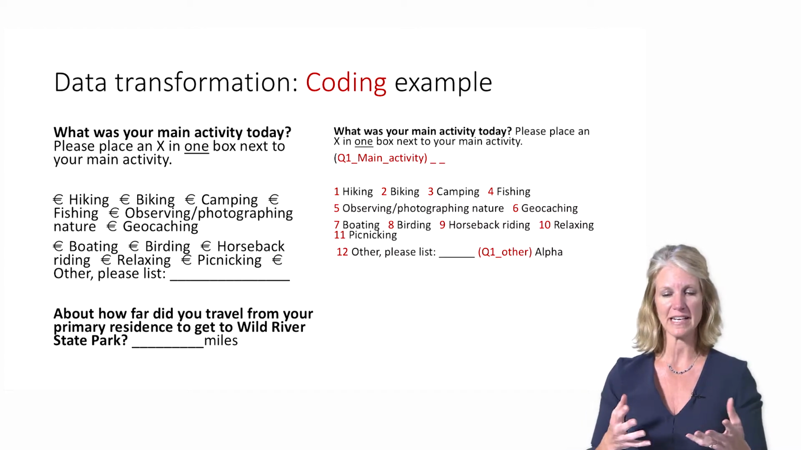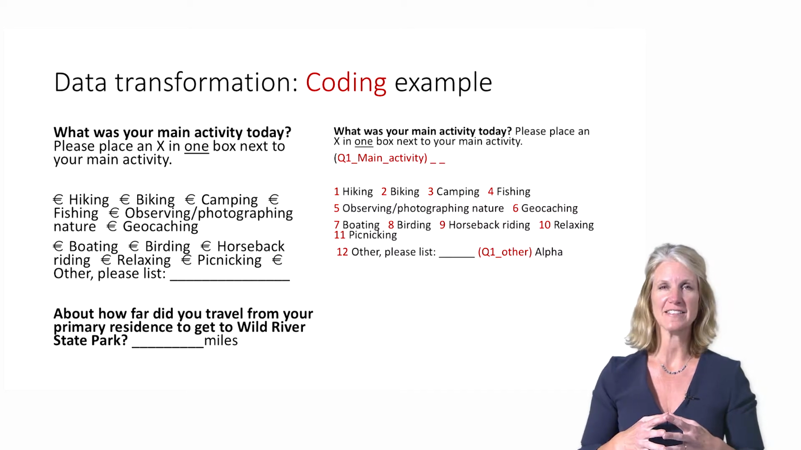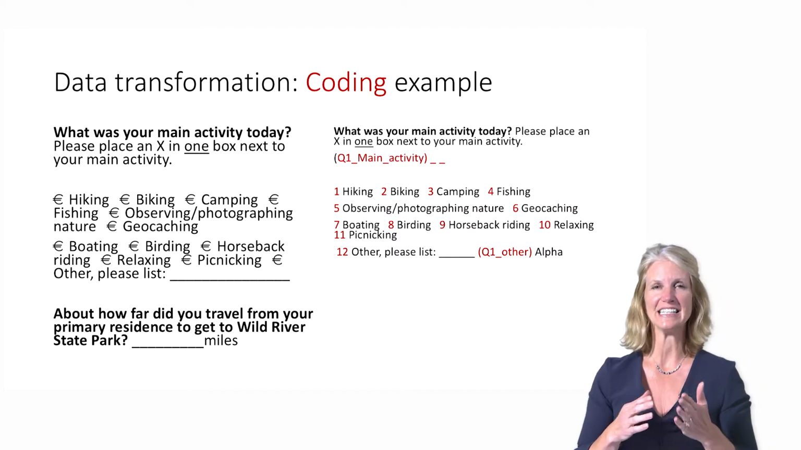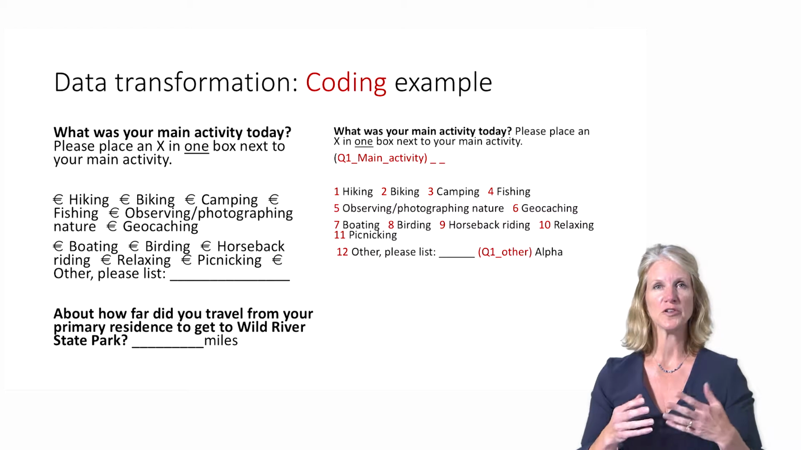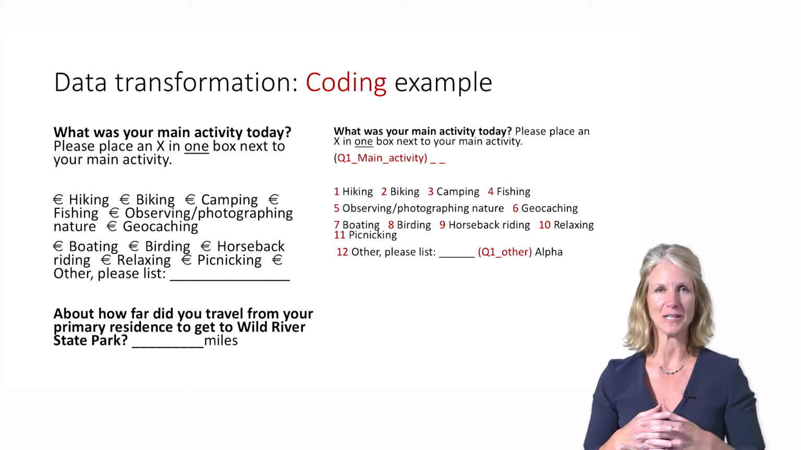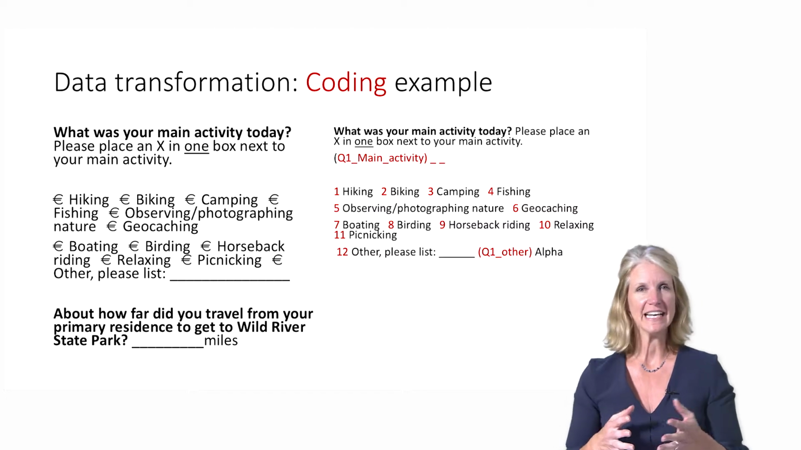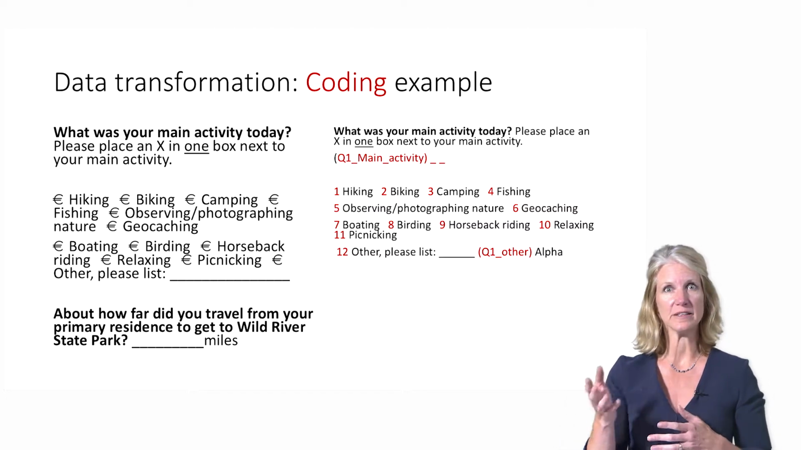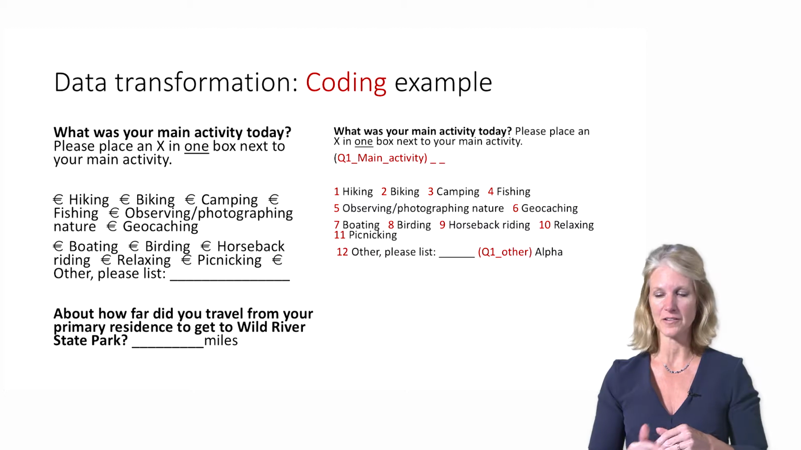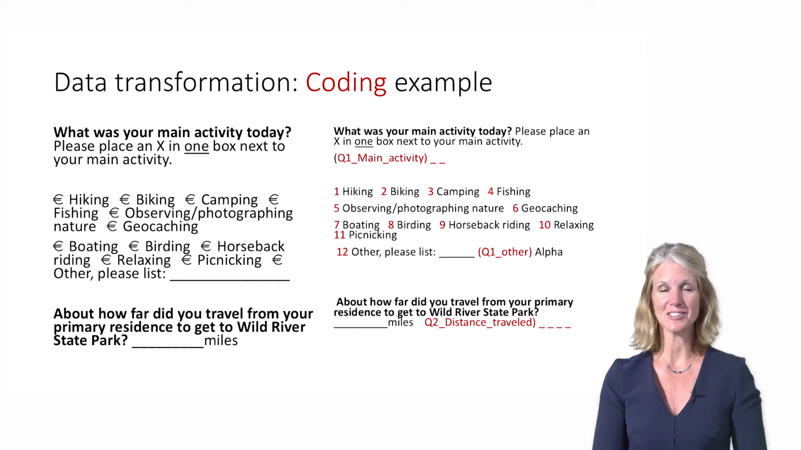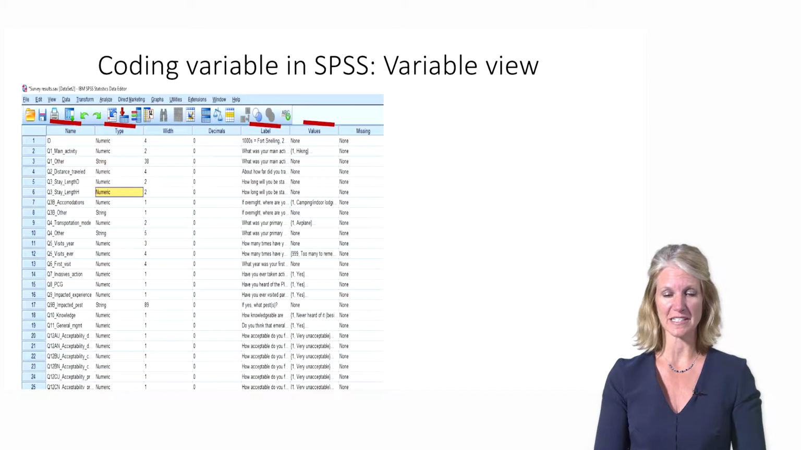When we look at the coding example of that, you see that the coding question now has a name, main activity, and each of the activities has been assigned a numeric variable. So if a person selected one, for example, they'd be coded as hiking. In the second example, you see that distance traveled is an open-ended question, and the person will just input however far they traveled. So let's take a look at what that looks like in the software itself.